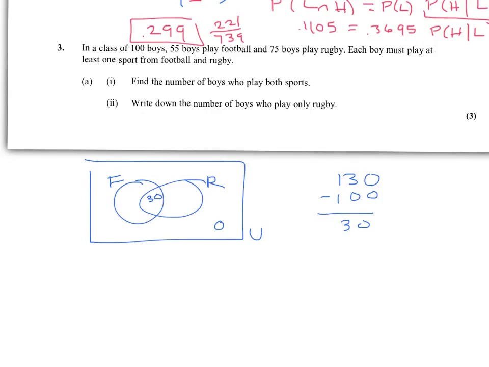Now, if 55 play football, that leaves 25 that play only football. And if 75 play rugby, that leaves 45 that play only rugby. So it says, find the number of boys who play both sports. Well, we already answered that question. That's 30. 30 play both. Then it says, write down the number of boys who play only rugby. Okay? Well, we just figured that out to be 45.